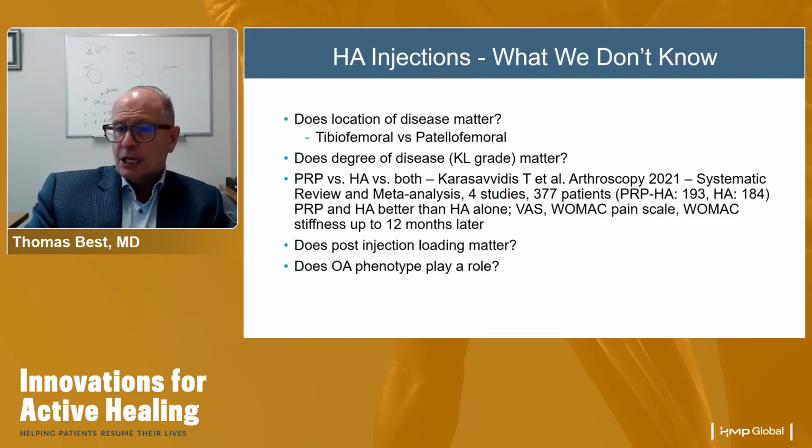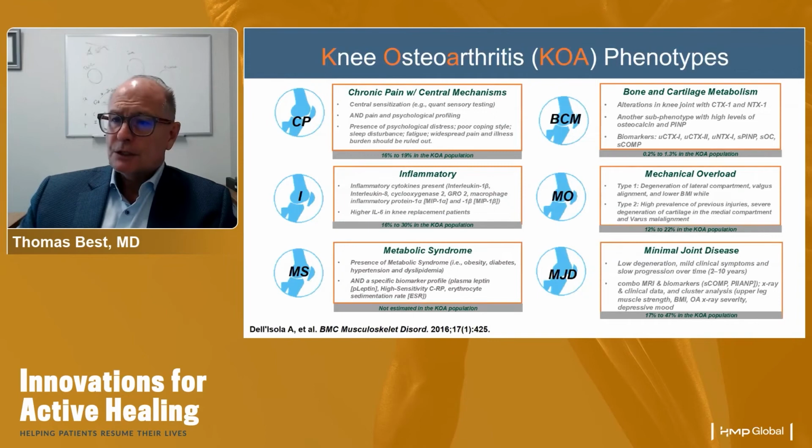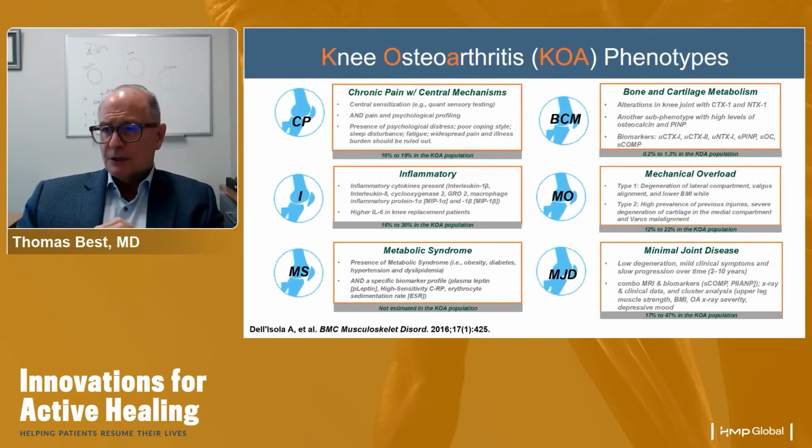And there's some suggestion that PRP and hyaluronic acid together may be efficacious. A topic I'm particularly interested in: after you do these injections, does it matter how you load the joint through physical activity? And finally, this concept I'd like to briefly discuss, and that is, does OA phenotype play a role? I mentioned earlier phenotyping patients. This is not a one-size-fits-all disease, and hopefully that's one of the take-home messages from today's discussion.